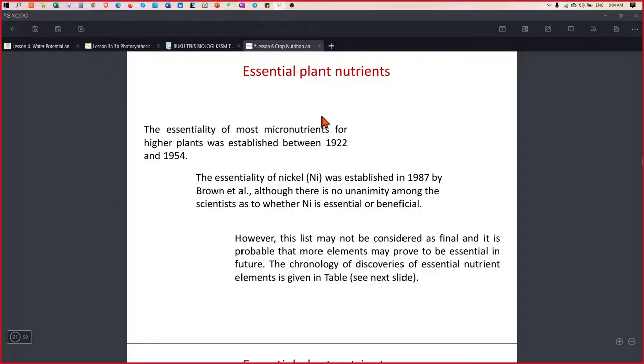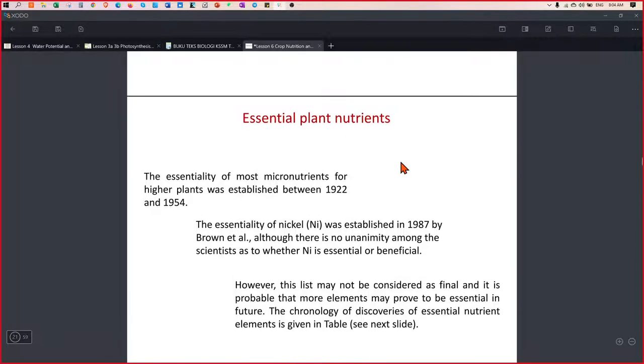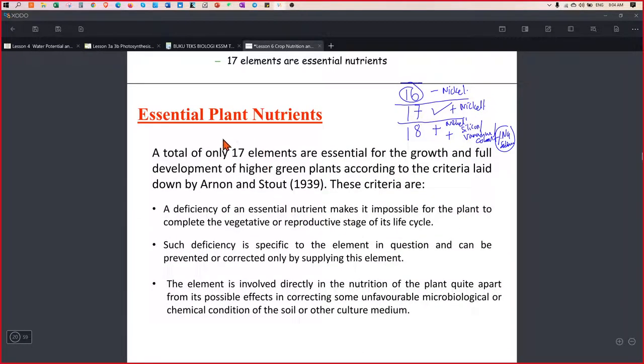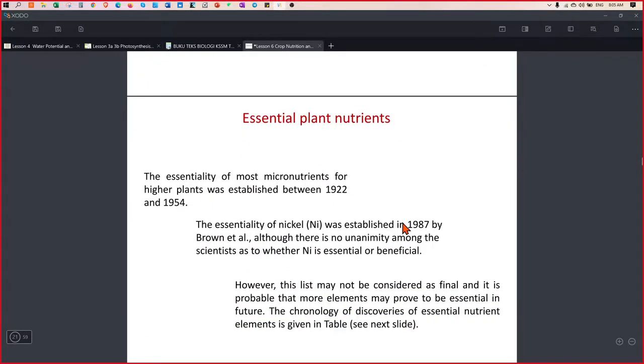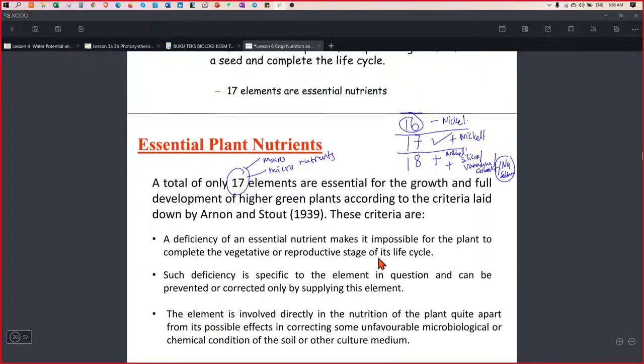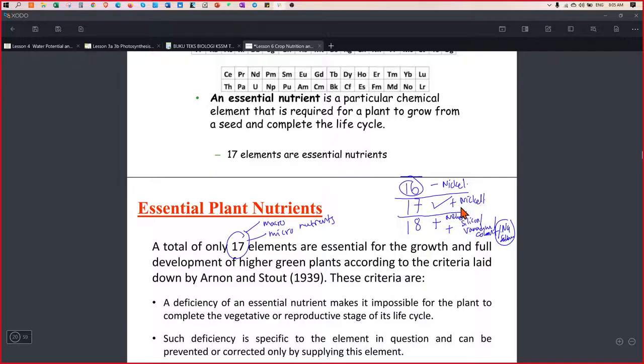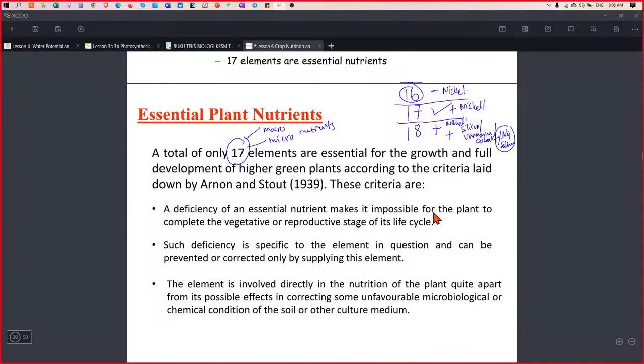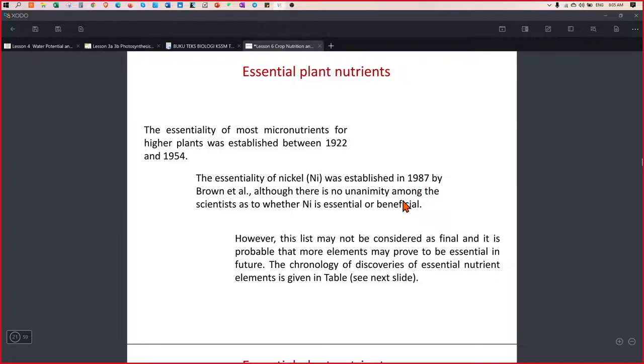Okay, so there's a concept of macronutrients and micronutrients. From these 17 elements, you get the macro and the micro nutrients, in relation to the abundance of these elements inside the plants. Okay, right. So there's a story down here of when nickel was added to this 17 elements school of thought.